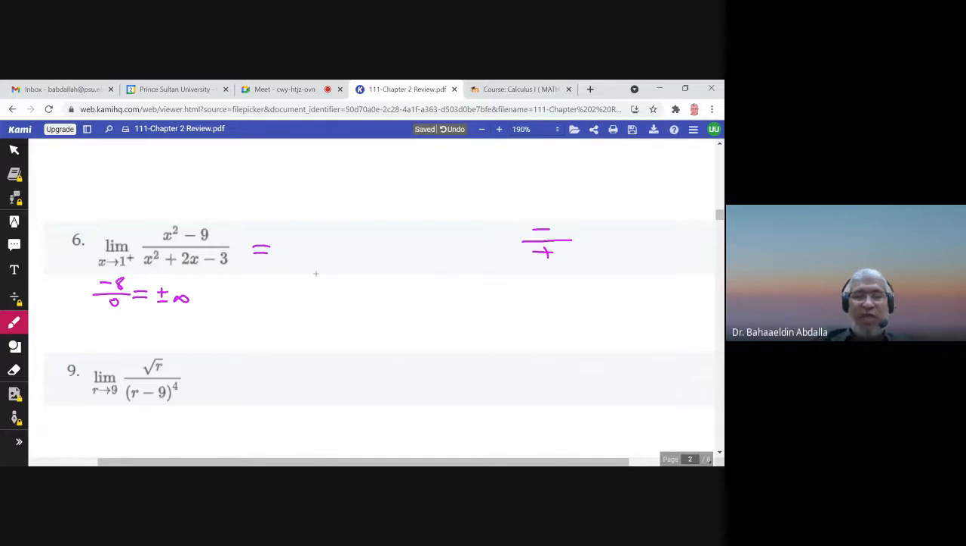Negative over positive is negative. So the sign of infinity here is negative, and this limit goes to negative infinity.